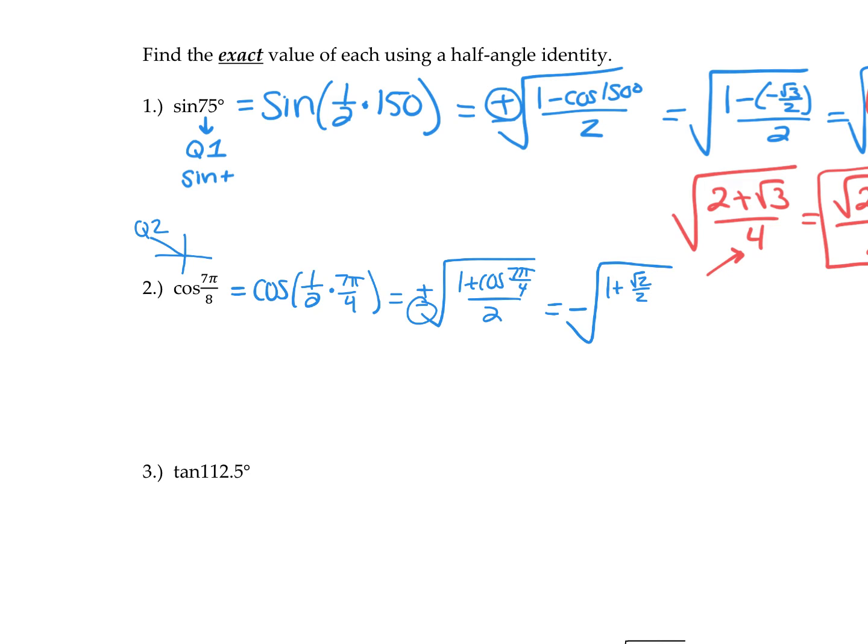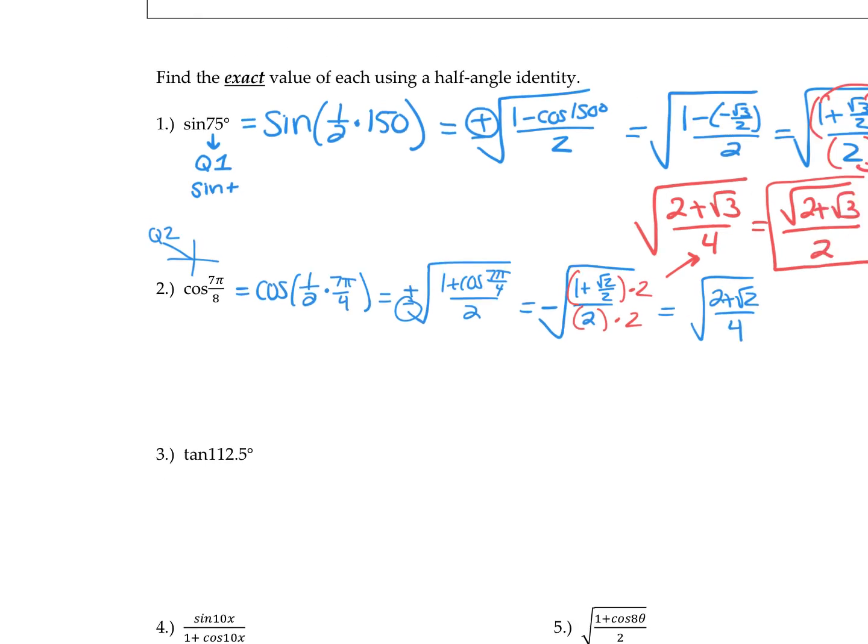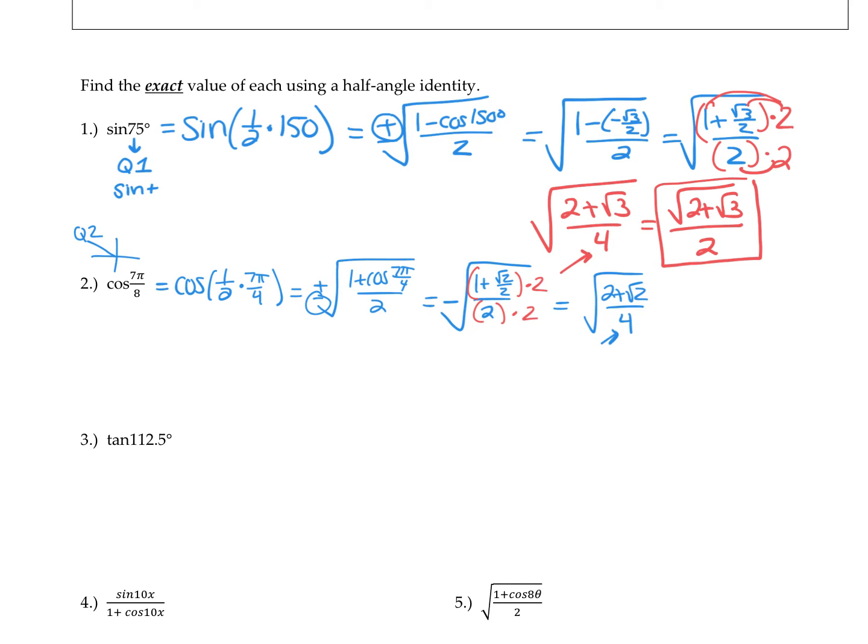And so we're going to have 1 plus root 2 over 2 over 2. Similarly to the problem above, I want to get rid of this fraction within the fractions. I'm going to multiply by 2. So I'm going to end up with 2 plus root 2 all over 4. And again, that 4 is a perfect square, so we end up with the negative square root of 2 plus root 2 all over 2 as my final answer.